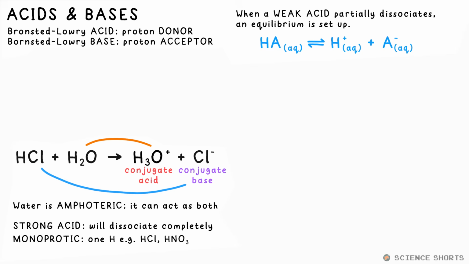Weak acids only partially dissociate, like ethanoic acid. In this case, an equilibrium is set up, which is subject to Le Chatelier's principle. The weaker the acid, the less it dissociates, and the further to the left the position of equilibrium.